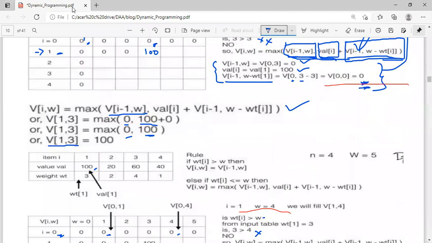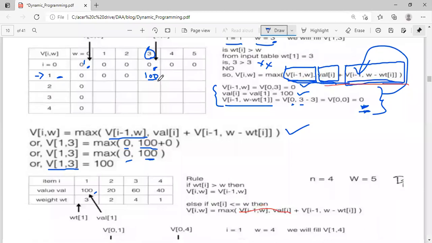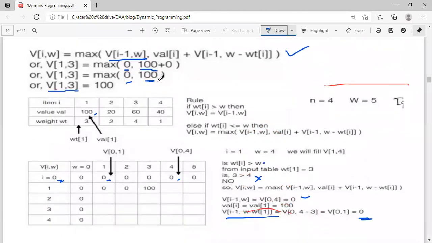So when we get 1 comma 3, in the table, for 1 comma 3, we need to add the 100. Here we added, 1 comma 3 is 100. If you have any question, if you did not understand, just stop me, I will repeat again, no issues. Okay, so this is the answer we got.